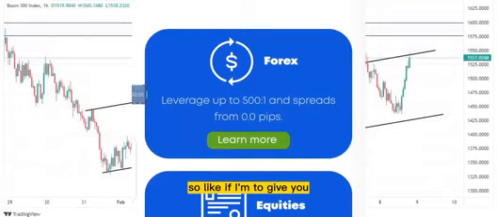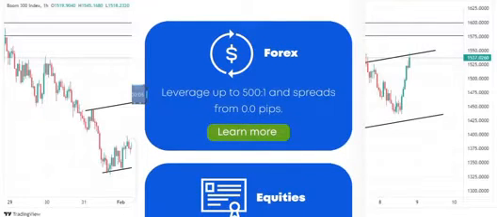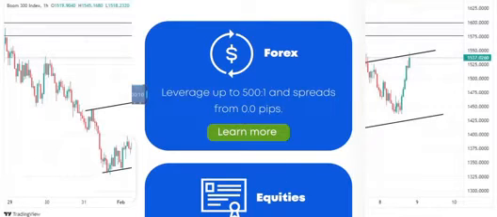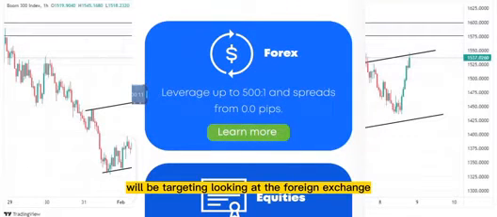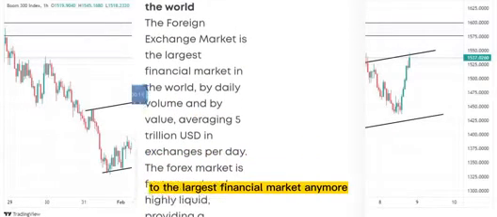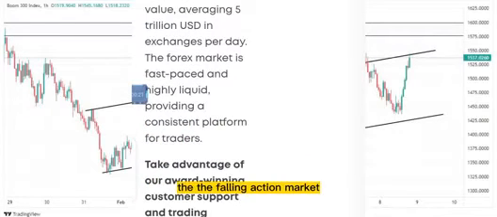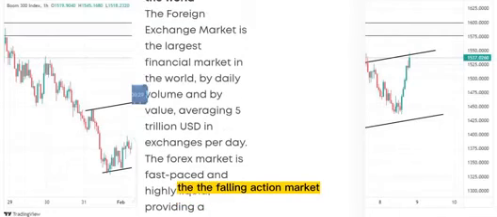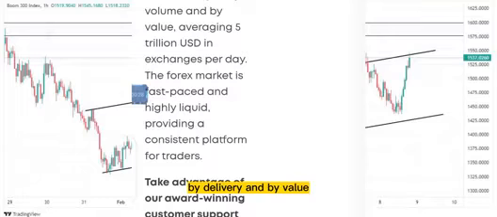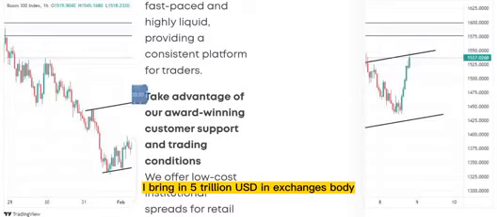So if I'm to give you the whole rundown of everything, I will say that okay, you have to work with my own recommended broker. That is basics. Then we'll be looking at the foreign exchange. Now on the foreign exchange, we have to gain exposure to the largest financial market in the world. The foreign exchange market is the largest financial market in the world by daily volume and by value, averaging 5 trillion USDT in exchanges per day.